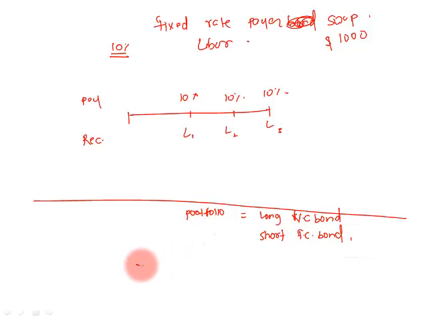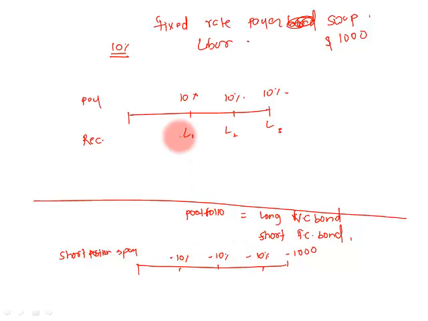So now what will happen? My short position on a bond will require me to pay 10%, 10%, 10% and 1000. So this is what I'm paying. In fact, let me make this negative. Let me also make this negative because I was paying that. So 10%, 10%, 10% plus I have to pay back the principal amount.